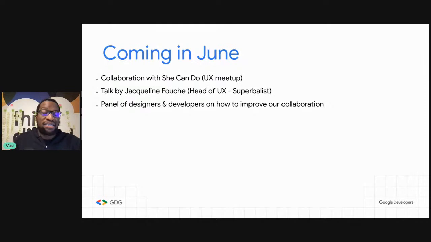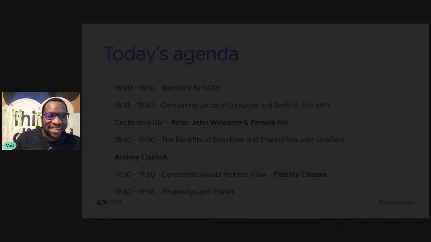So what's next on the agenda for next month? We have a collaboration with She Can Do, a local UX meetup. There we have a talk by Jacqueline Fisher, who is head of UX at Superbalist. We're also going to have a panel of designers and developers on how to improve our collaboration, design and dev. I, for one, completely suck at design. So as a dev, I definitely welcome something like this, because I could definitely use that.